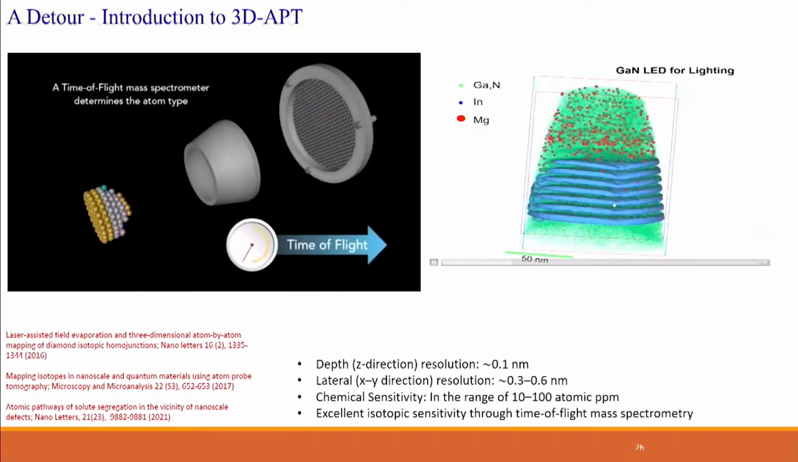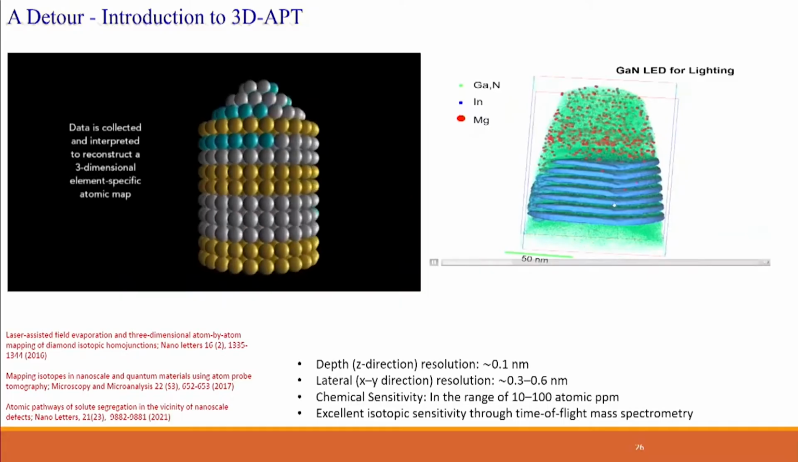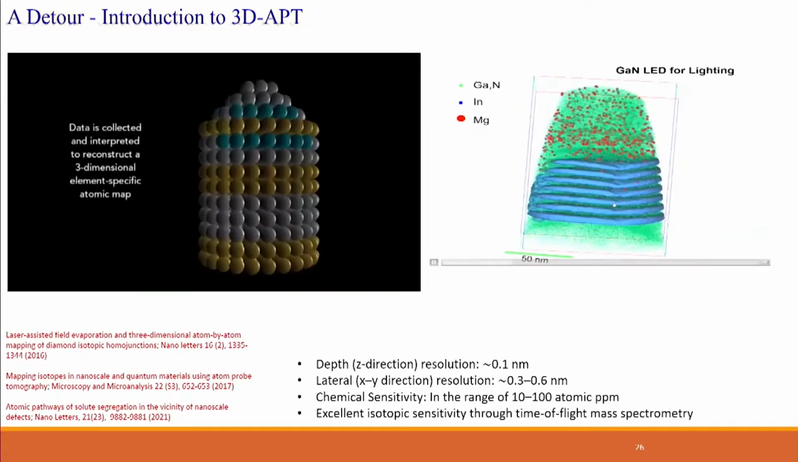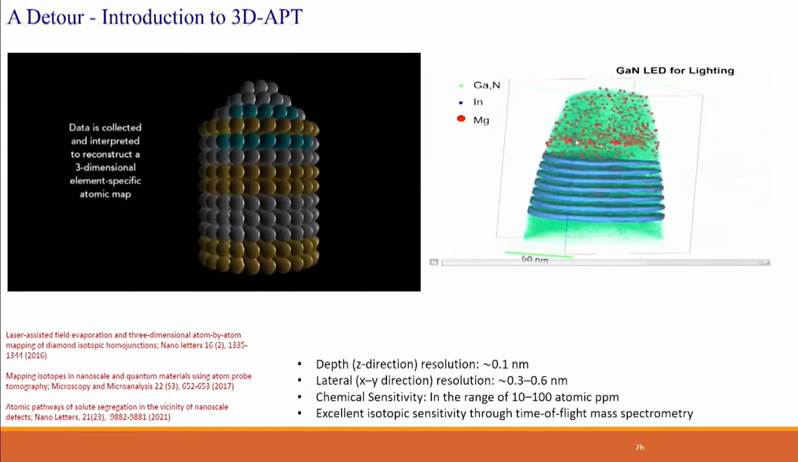So these are the four essential things you need to reconstruct your original sample in an atom-by-atom fashion: the X, Y, Z coordinates and what the chemical identity is. So this is a reconstruction, so you can see data sets like this. Here is a GaN/InGaN multi-quantum well. You can see where the dopants are.